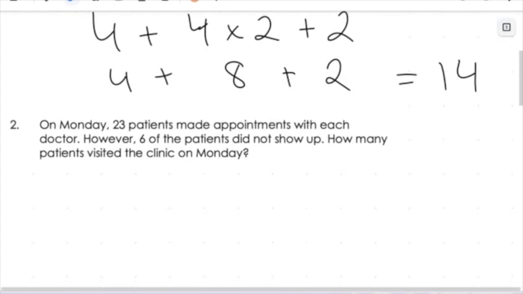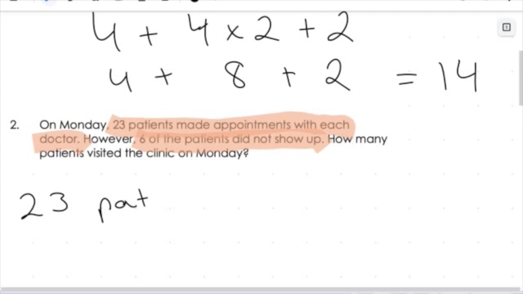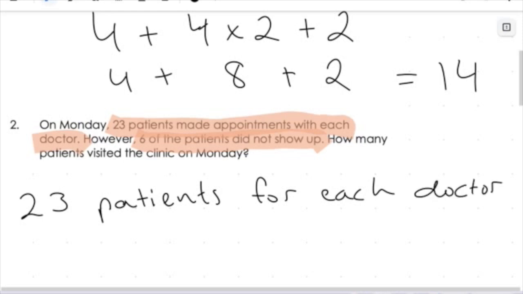Now let's think about breaking down this second question. On Monday, 23 patients made appointments with each doctor. That last bit is important. However, 6 of the patients did not show up. How many patients visited the clinic on Monday? So let's actually write a couple of things down. So we have 23 patients for each doctor. And 6 people didn't show up.